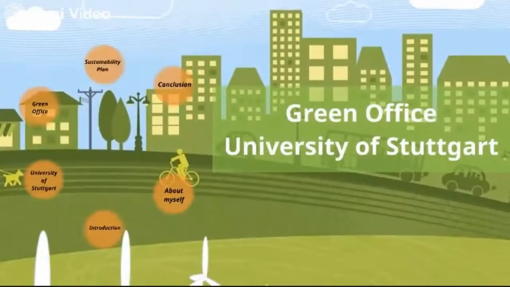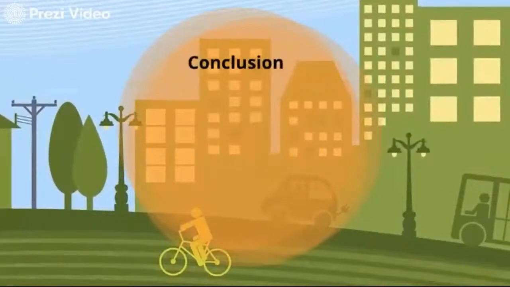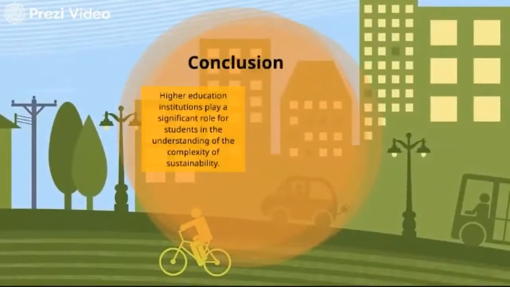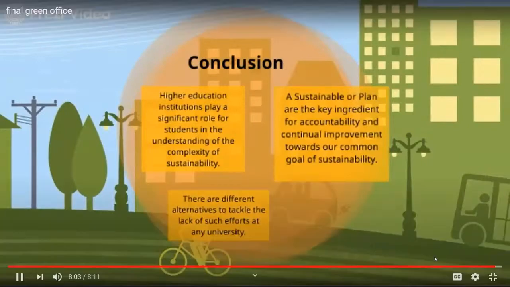As you can see, higher education institutions play a significant role for students in understanding the complexity of sustainability. As well, we learn that there are different alternatives to tackle the lack of sustainability efforts at any university. Our task now involves choosing and developing one of these alternatives, as it is the key ingredient for accountability and continual improvement towards our common goal of sustainability. Thank you for your time.